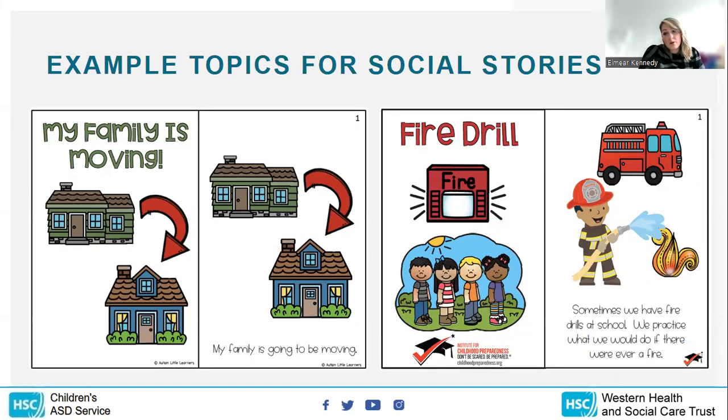So there are many different topics that you might choose to write a social story about, and it'll be personal and relevant to the person with ASD. This slide and the next show some popular topics which may be relevant. So the first one there, my family is moving. Well, that's a big event and a big change in any person's life. And so our young people with ASD might need that little bit more preparation. So it's usually a good one to do.